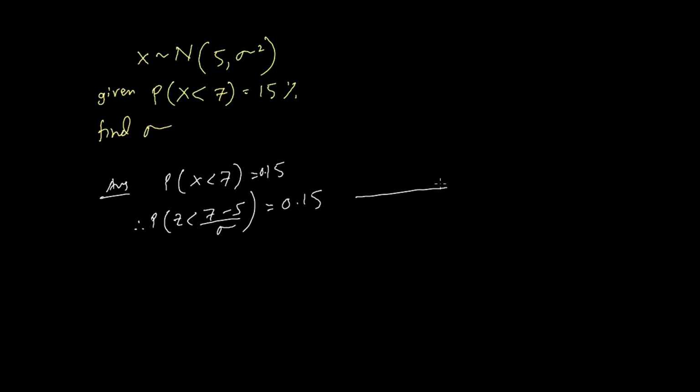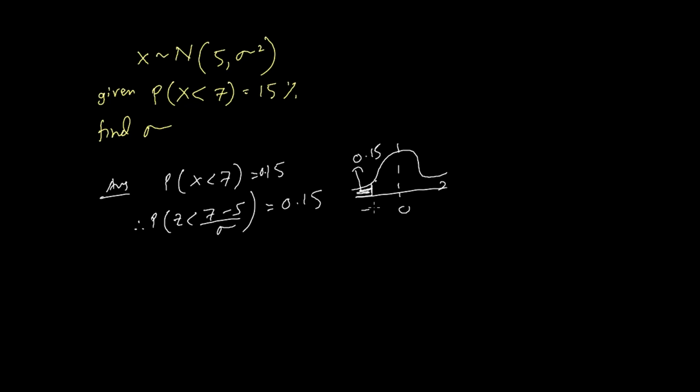So let's draw the standard normal distribution. It's a very good idea to draw this. It helps a lot. So less than means on the left hand side, and the area is 15%. So 15% means it's going to be less than 50%. So maybe around here. So the area is going to be like this.